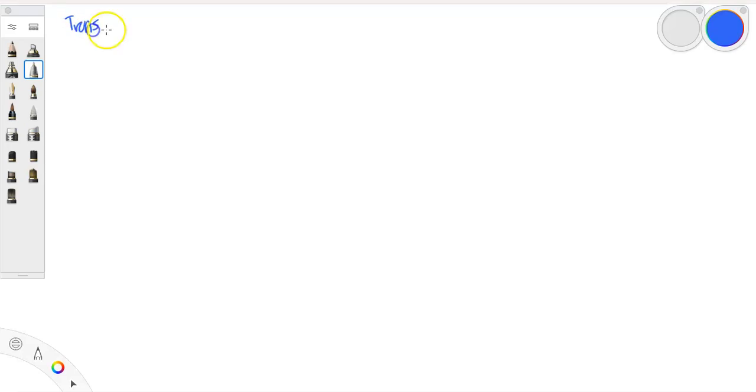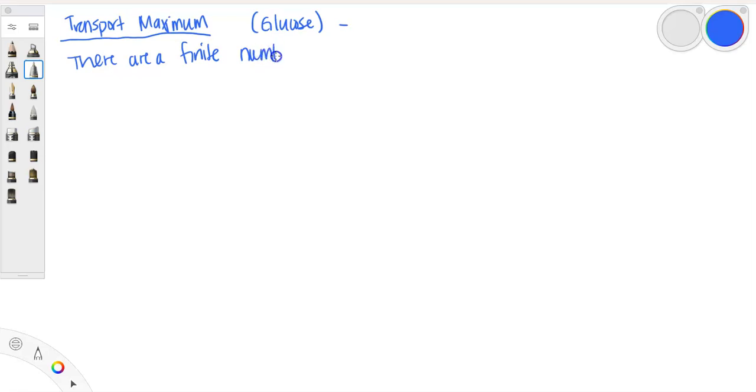Okay, so now let's talk about something called transport maximum. Okay, so we're talking about glucose right now. That was our example. So basically there are a finite number of transporters. Okay, so I said in the last video, what do we do when we run out of transporters? Well, again, there's a finite number, so we're going to run out.